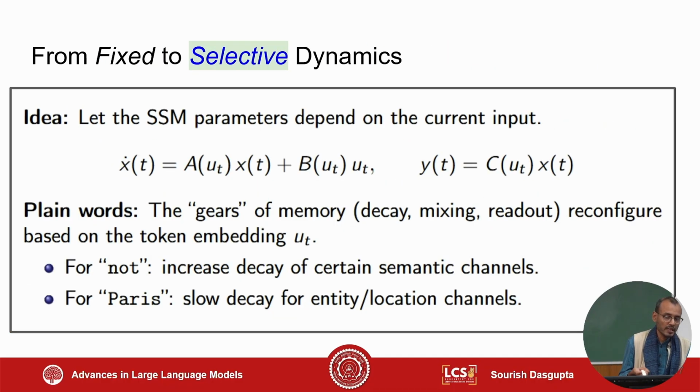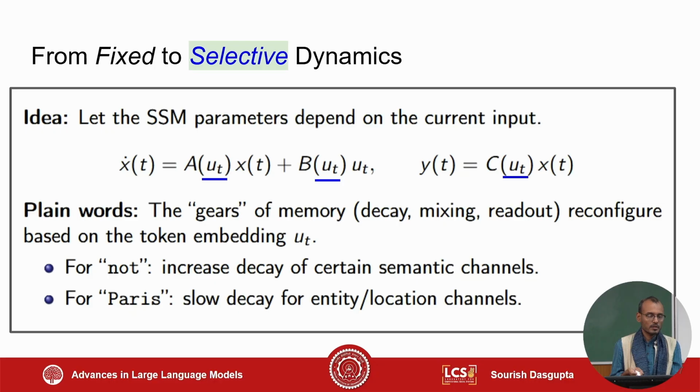So, from fixed to selective dynamics. This is the selective dynamic. What did you do? Just something very simple. Earlier there was no UT. You just added the UT with the A and created a transformation, so A prime, let's say. Instead of just keeping A, you create A prime, and A prime is always dependent upon the current UT that is coming up, right?